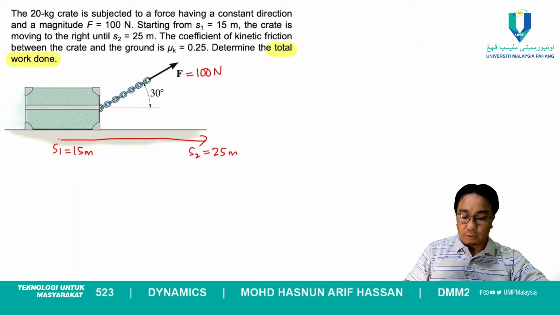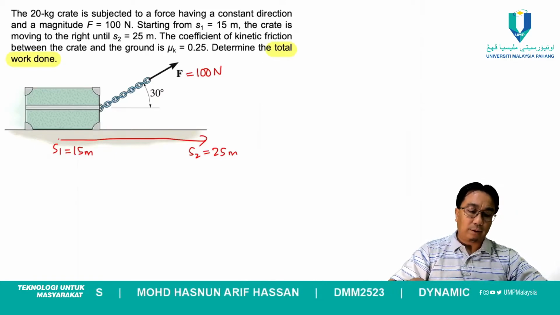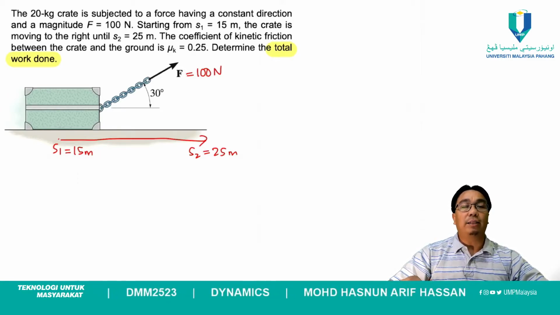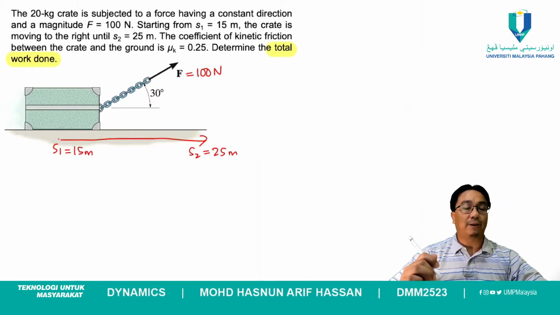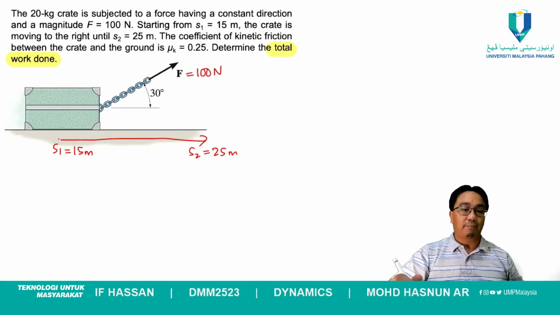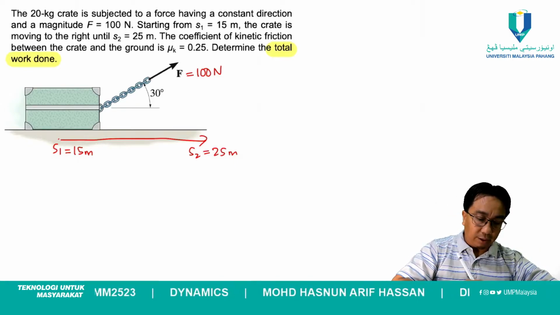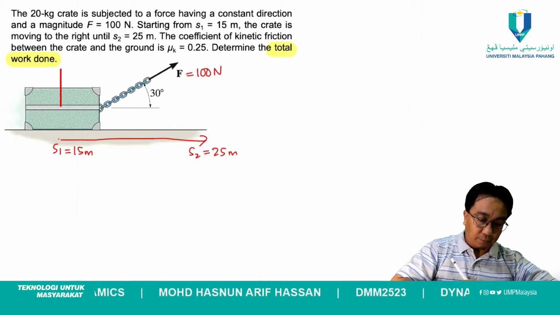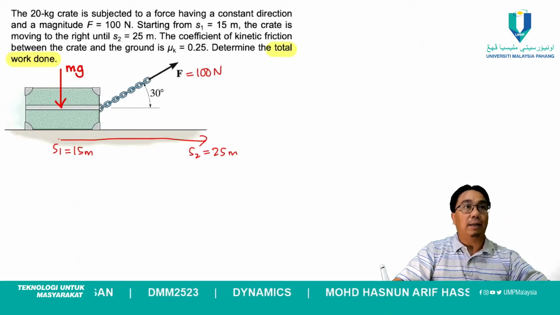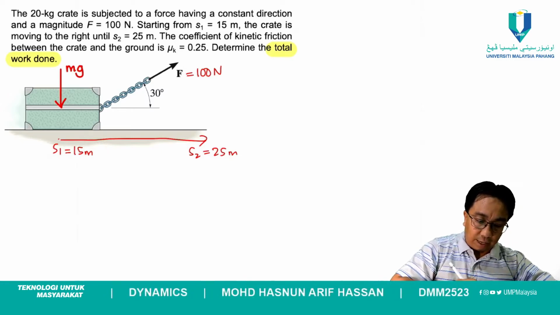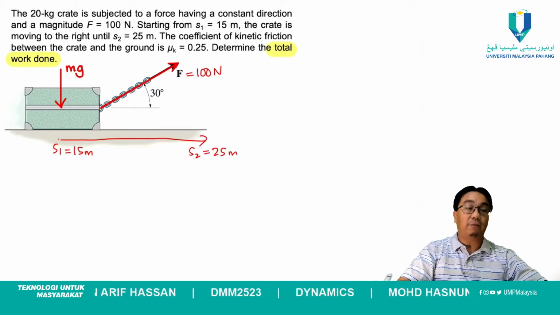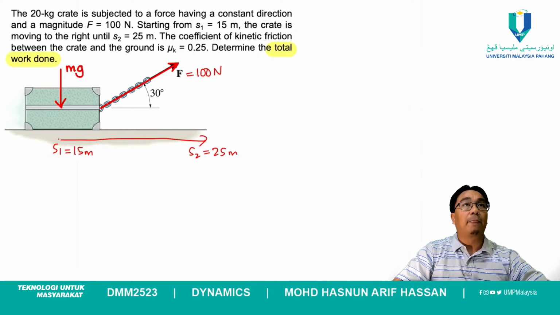Okay, so to know the total work done, first we need to identify what are the forces acting on this crate. Can you tell me what are the forces that are currently acting on the crate? We definitely will have a weight pointing down. This will be mg. Alright, and what other force? We have this force F here, of course. Force F, the pulling force. Okay, this force F, that's number 2. What other forces are there?